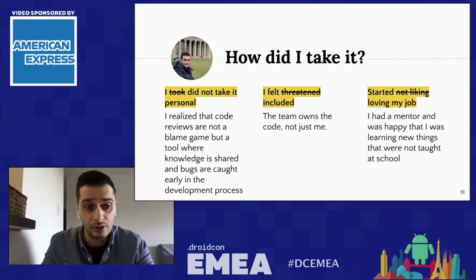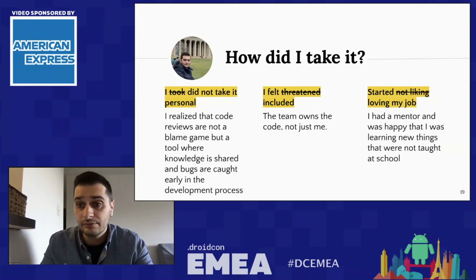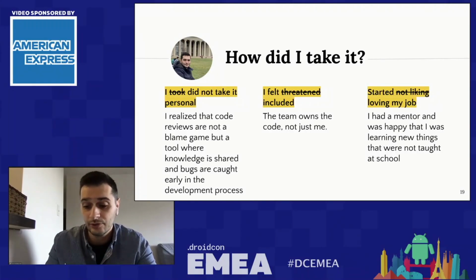So how did I take all this? Well, of course, I didn't take it personal. I realized that code reviews are not a blame game, and it's just a tool that I can use to learn things better, to become a better engineer. I felt included because he created this collaborative environment. I realized that the team owns the code, not me, and I'm not judged. The code is judged. And I started loving my job. I finally had a mentor from whom I was able to learn, and collaborate with.